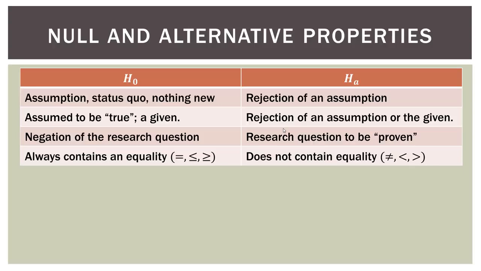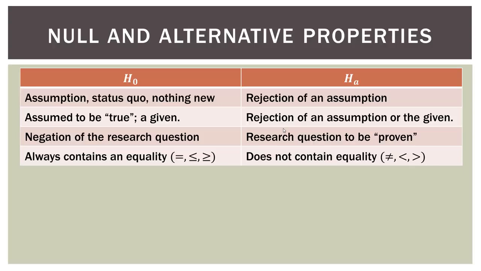But if you think of the hybrid engine, the manufacturer was trying to prove that the new engine achieved greater than 30 miles per gallon. So the alternative is about proving some conjecture.